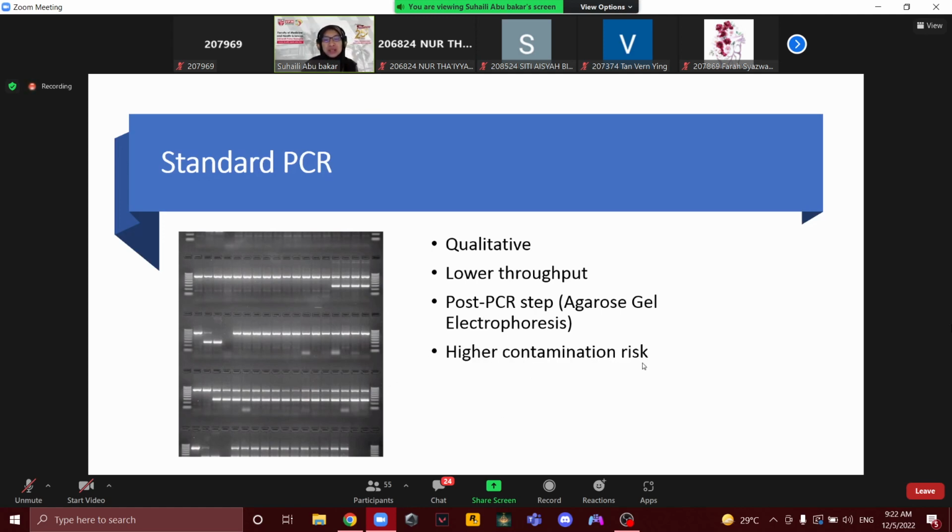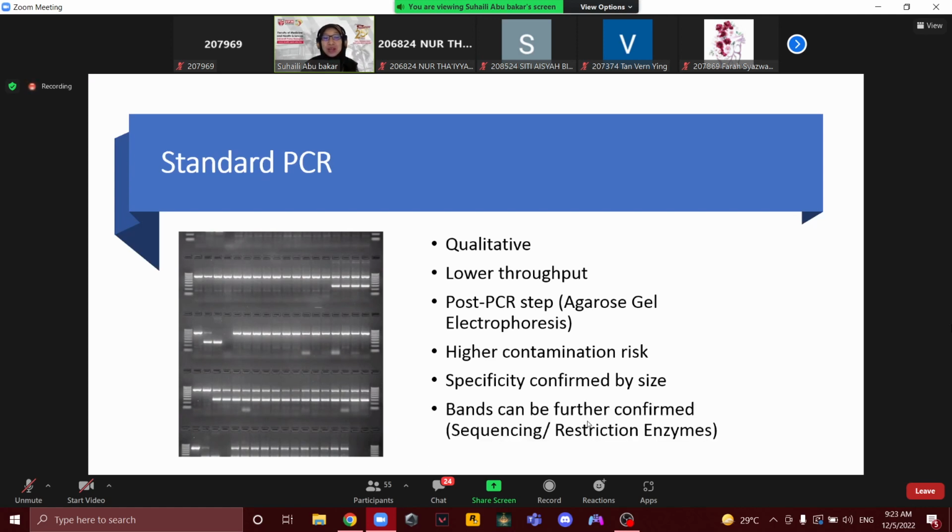And then higher contamination risk. As I said last Monday, it's not really there, because if you are not clumsy and your hands are very good, with no shaking, then I don't think contamination can happen. Several practices can avoid contamination. And specificity is confirmed by size only, so it is limited, because we only have the size, and that's all the information that we can get.